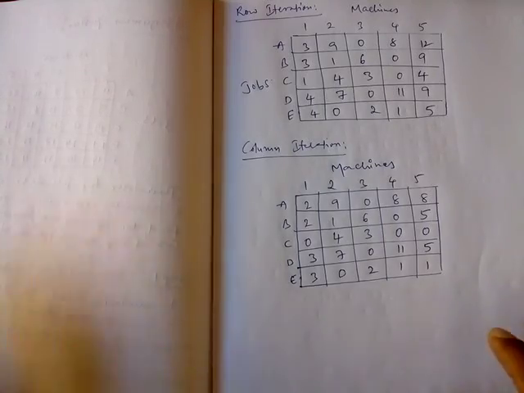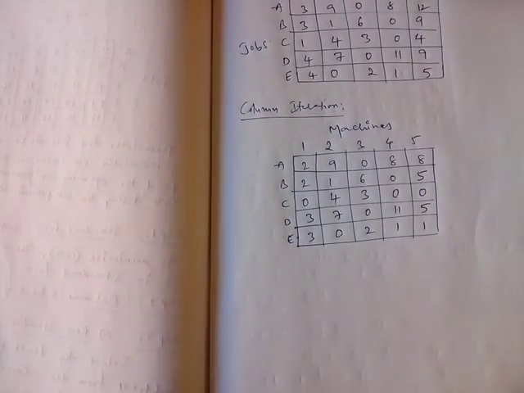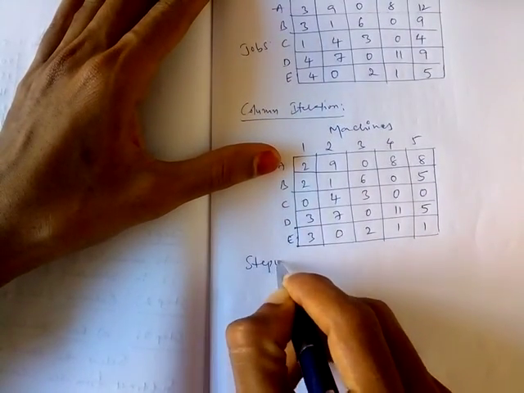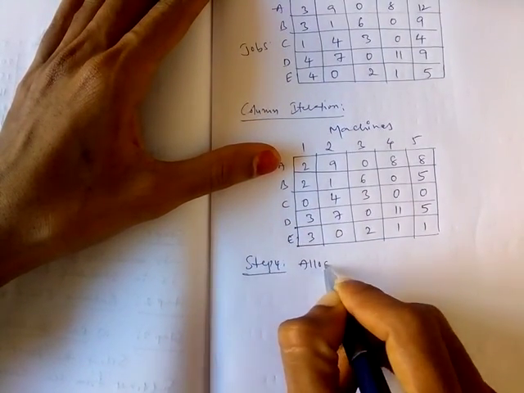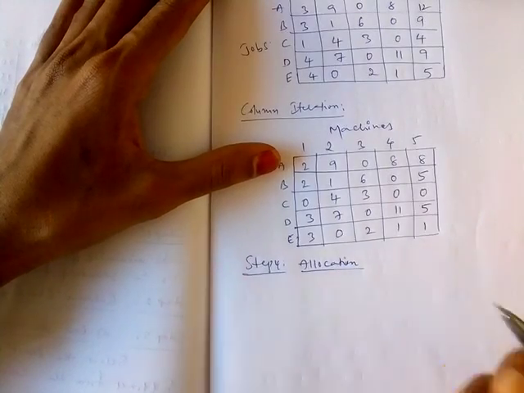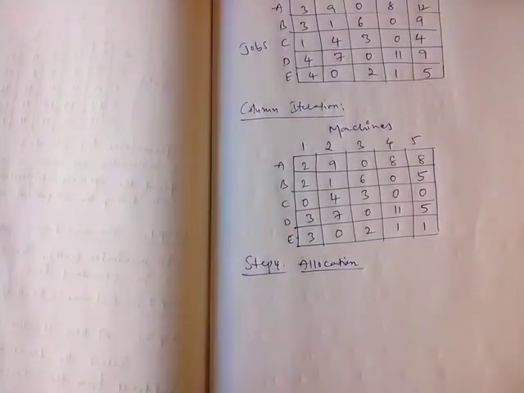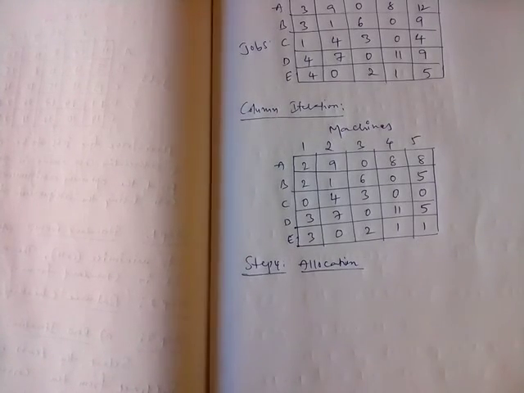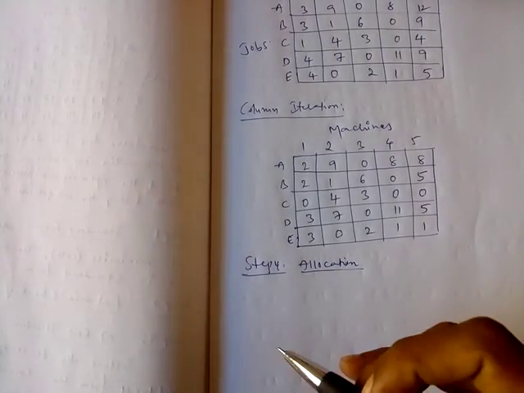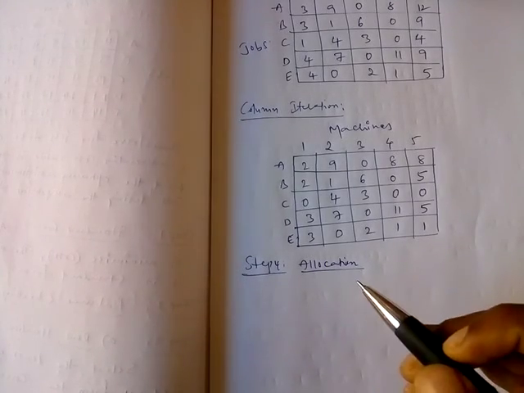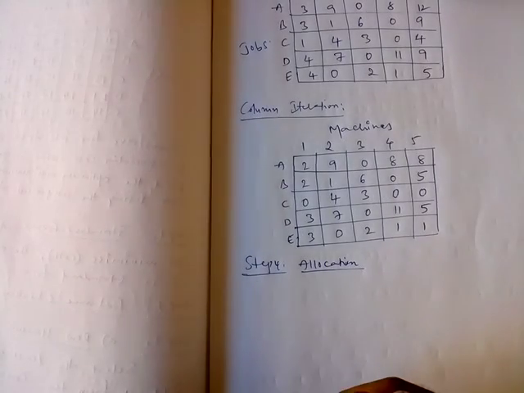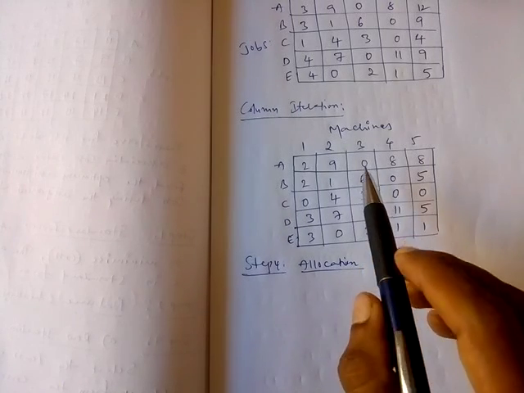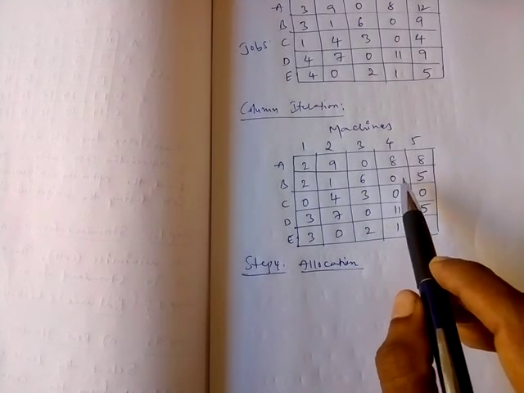Let me show you how to allocate the things. So here what we do is step number 4, allocation. Here is an important point we should remember, that is, give the preference to allocate those zeros which are the only one available in the row or column. So give the preference to allocate those zeros which are the only one available in a row or column.